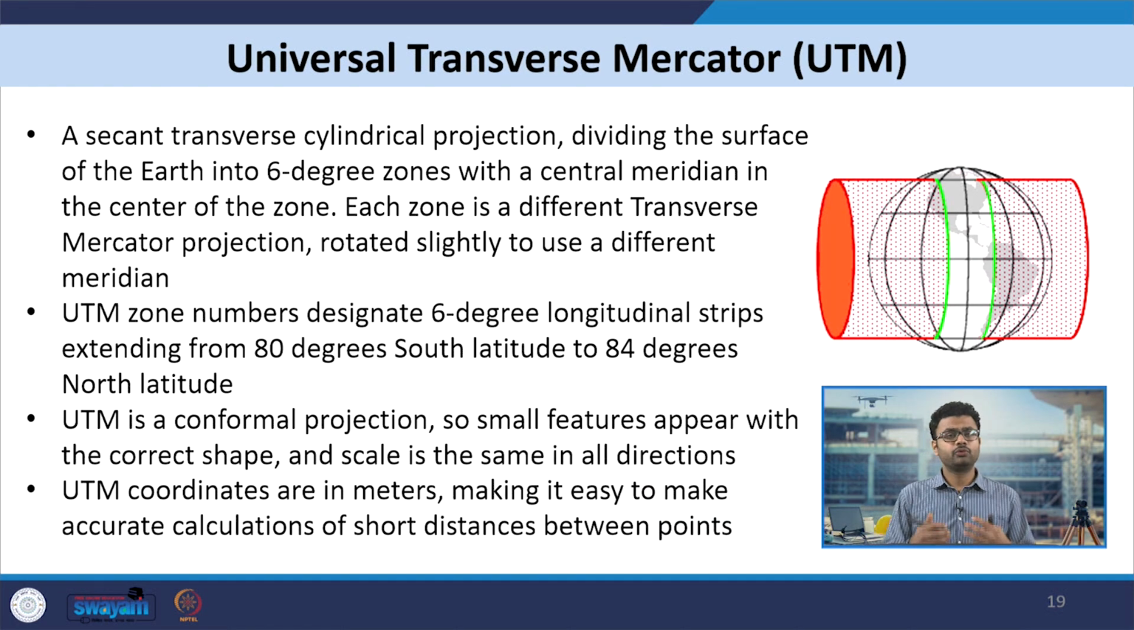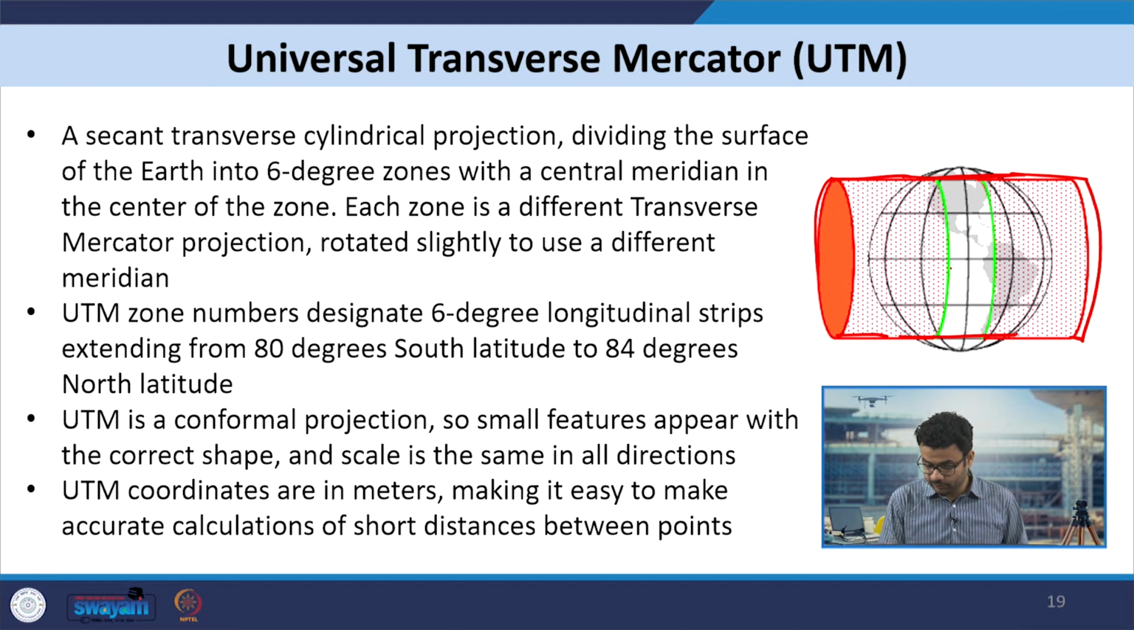Then usually the most common or popularly used map projection is the Universal Transverse Mercator, in short UTM. It is a secant transverse cylindrical projection, which means instead of having an upright cylinder, we have a cylinder in a transverse position. So this is a cylinder in a transverse position, and because the cylinder intersects the globe at two places, so we can see it intersects over here and here, that's why it is known as a secant projection. So this secant transverse cylindrical projection divides the surface of the Earth into 6-degree zones.